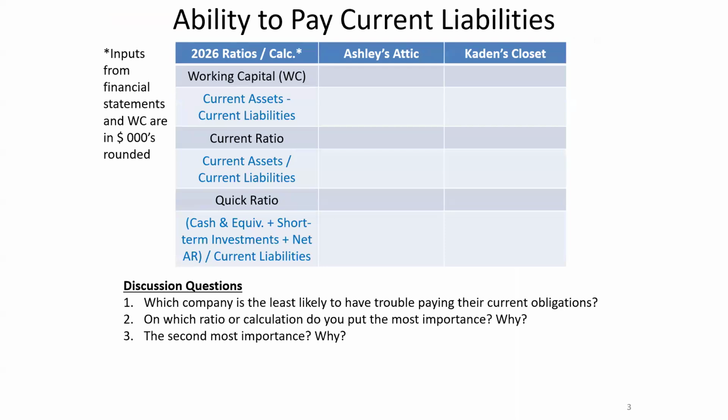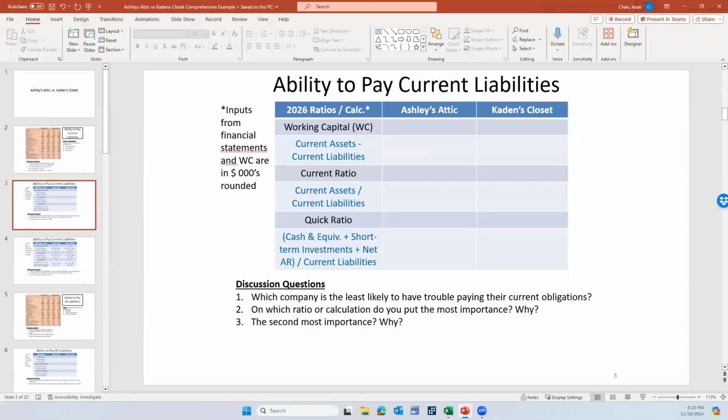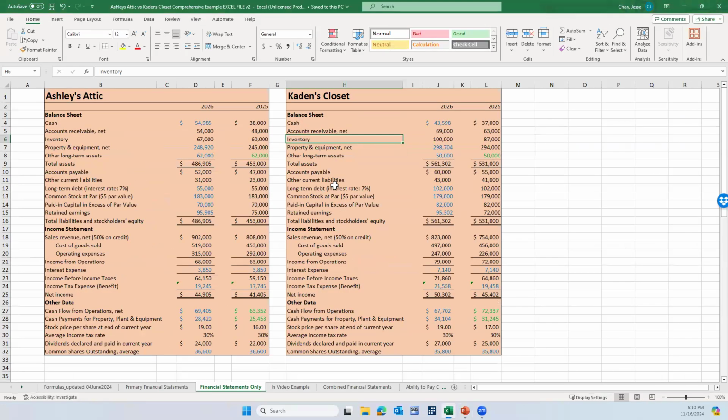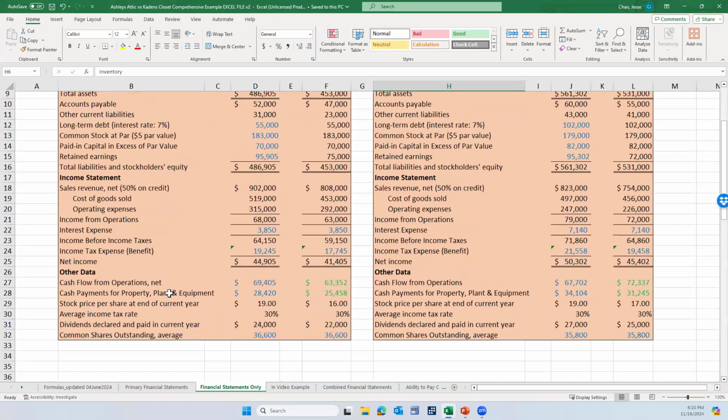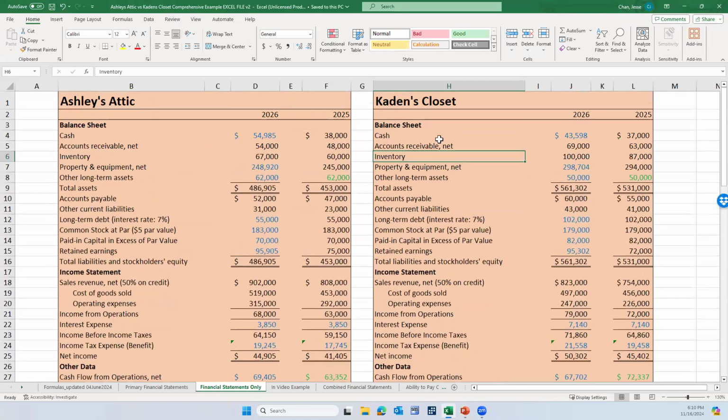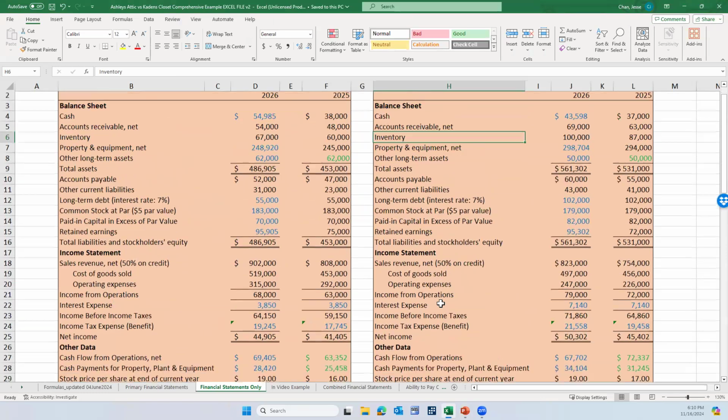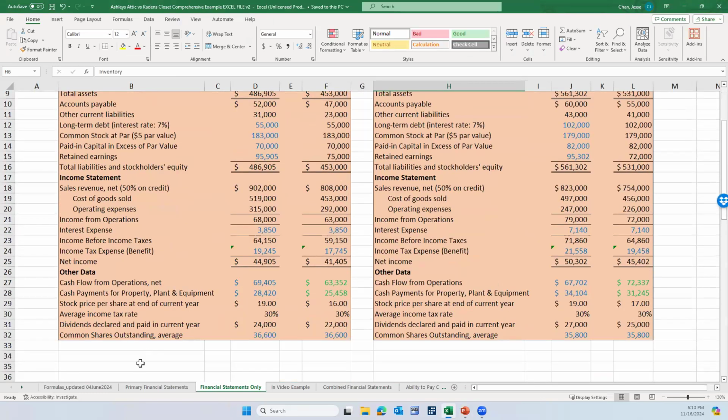So these are the three ratios that we're going to calculate. We're going to calculate working capital, the current ratio, and the quick ratio for each of these firms. So we're going to transition to our Excel spreadsheet here that contains the financial statement information for both firms. Let's zoom in here. We can see Ashley's Attic balance sheet, income statement, and other supplemental data. And we can see Kadens Closet balance sheet, income statement, and other supplemental data.